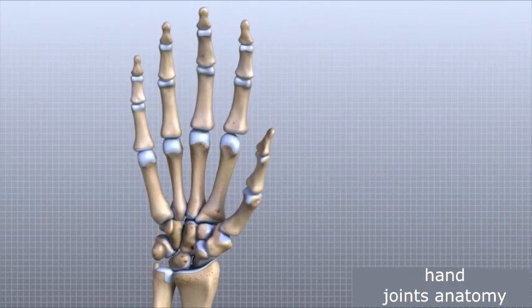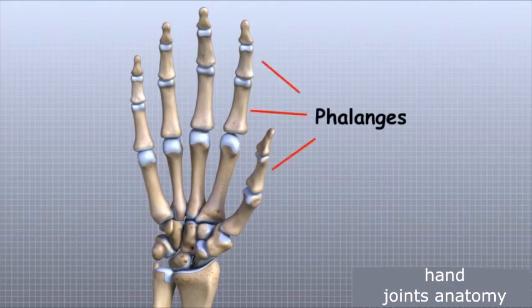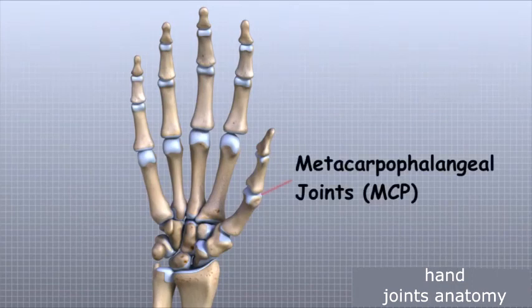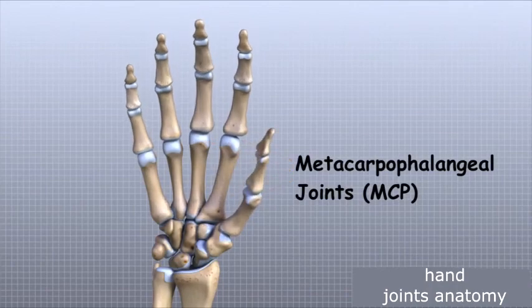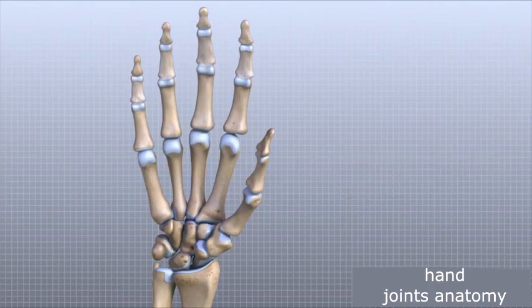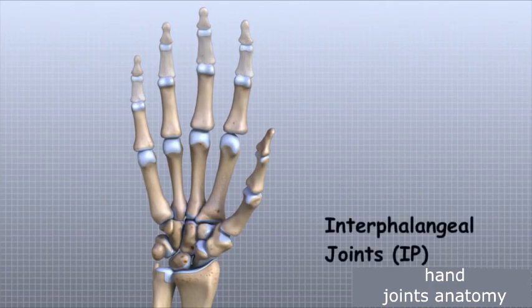Small bones called phalanges form each finger and thumb. The knuckle joints are formed by the phalanges and the metacarpals. These joints are called the metacarpophalangeal joints or MCP joints. The MCP joint works as a hinge when you bend and straighten the fingers. The 3 phalanges of the fingers are separated by 2 joints called the interphalangeal joints or IP joints.